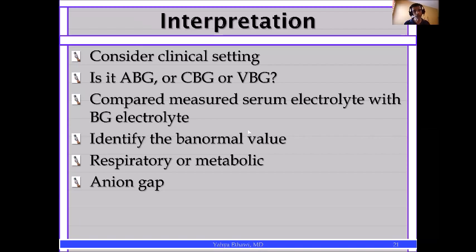And when you read, this is not P abnormal, this is abnormal. So this is a spelling mistake. Always first identify all the abnormal. You can mark all the abnormal and then decide, is it respiratory? Is it metabolic? And then calculate your anion gap if you have enough electrolytes listed or measured in your blood gas.